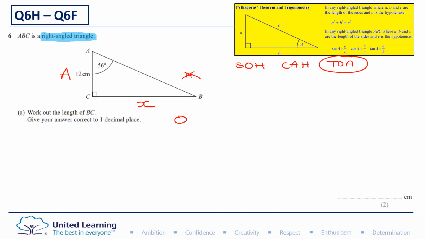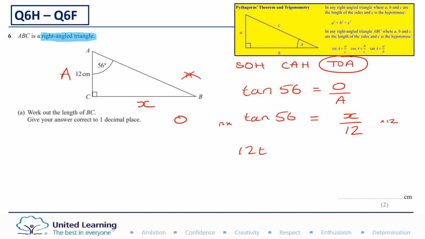Identifying that tan is the correct ratio is not enough to get us a mark. We have to put that correctly to find BC. So I know that tan of the angle is equal to the opposite side divided by adjacent. So in this case, that's tan 56 is equal to x over 12. I want to make x the subject, so I'm going to multiply both sides by 12. So I have 12 tan 56 equals x.